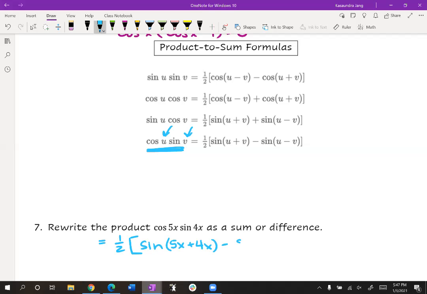All right, minus sine of, I have to now subtract the u and the v. So u is the 5x minus the v is the 4x. Here's my u and my v. Let me put some parentheses here. I get sine of, let's see, a 5x plus 4x is a 9x, minus sine of 5x minus 4x is a 1x, so just plain x there. All right, and there's our final answer.